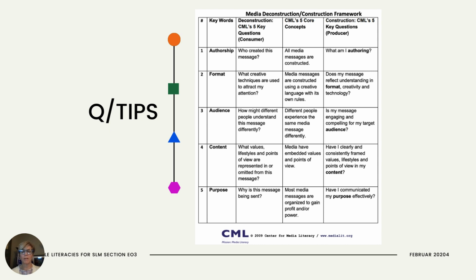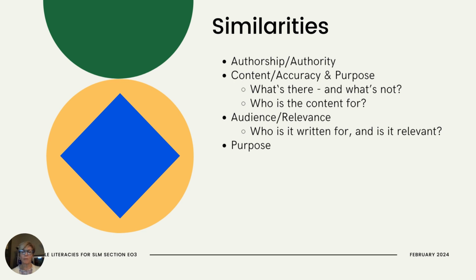This is described as a deconstruction and construction framework. It covers authorship, format, audience, content, and purpose, with 3 different categories within the rubric: deconstruction and construction on either side, and the 5 core concepts in the middle. So, similarities. Big picture, they both have a slight framework where you can go through and evaluate the website or source step by step.